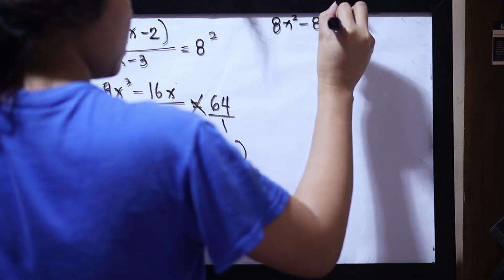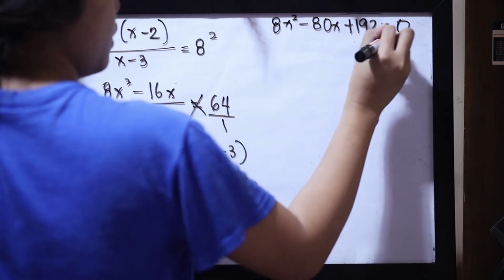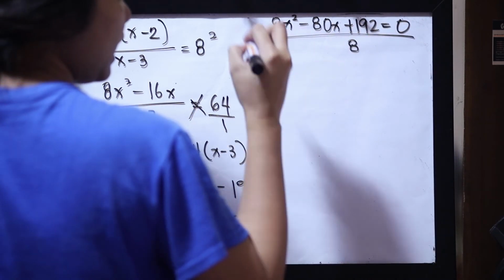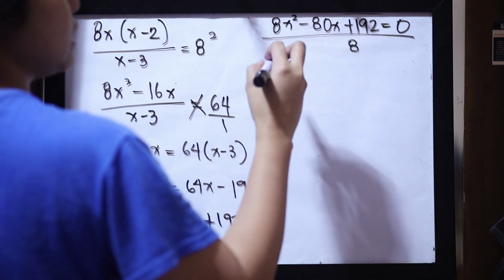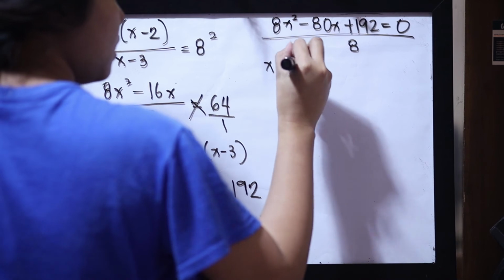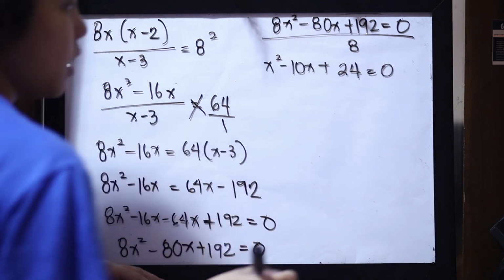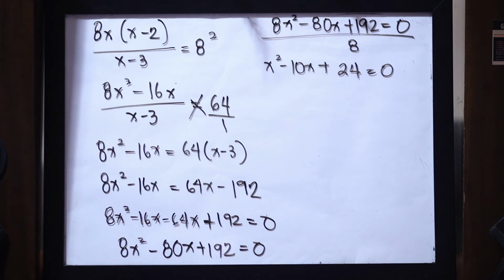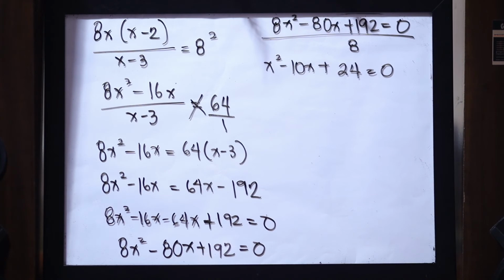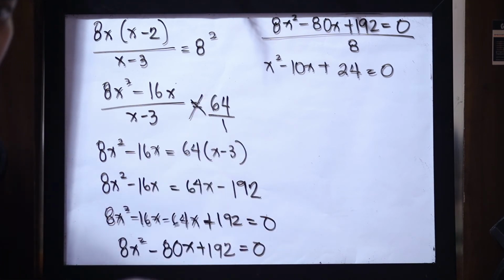So, 8x squared minus 80x plus 192 is equal to 0. We divide the whole equation by 8. Legal yan, pwede nyo yung gamitin para lang lumiit yung numbers kasi ang laki 80 tas 192. So, magiging x squared minus 10x plus 24 is equal to 0. So, kahit paano, malaki pa din pero not as big as the first equation. Then, pwede na tayong mag quadratic formula kung gusto nyo.